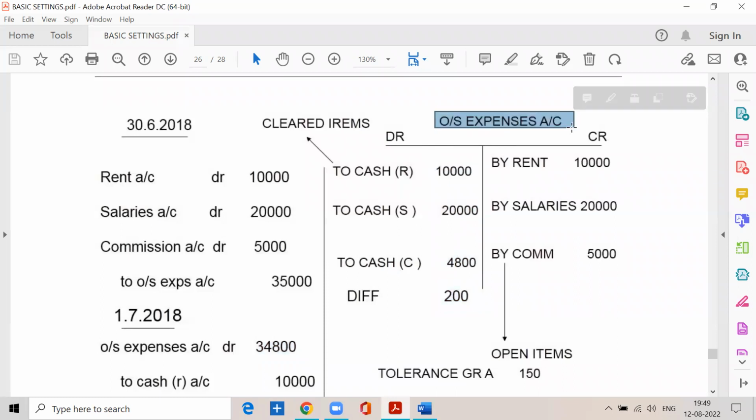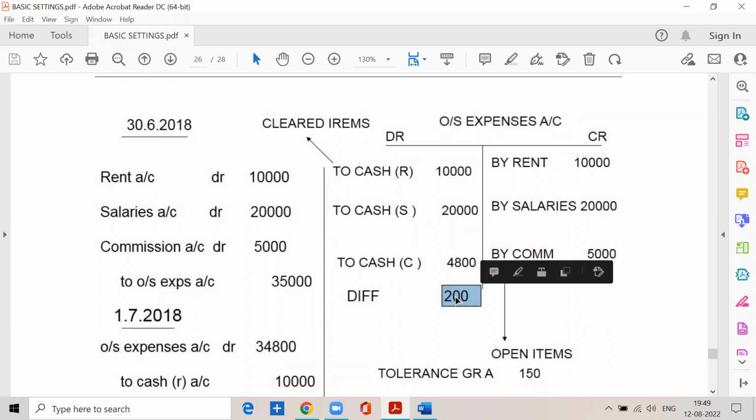Still not clear? Now, here, whether this difference of 200 rupees is to be transferred to the balance sheet as a liability or to the P&L account as revenue. Where do we display this 200 rupees? In the balance sheet or P&L account? Tell me your answers, please. Somebody try to interact with me. What's your answer in this case?